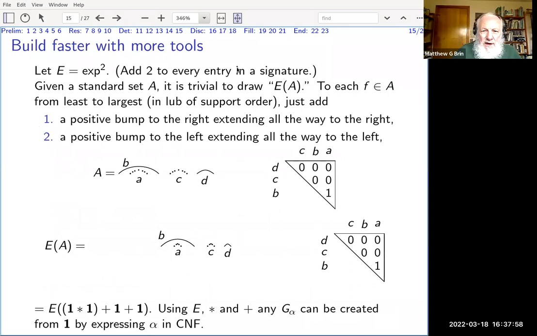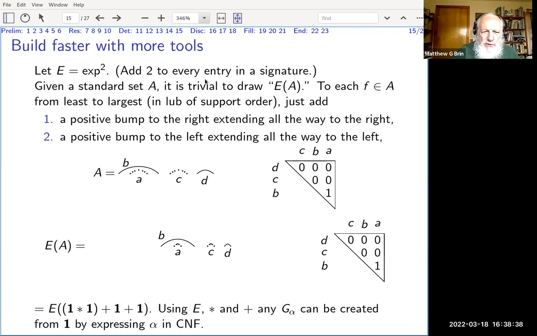To do it twice, you add 2 to every single entry in the signature, which is all very well and good. But as far as pictures go, there's a very easy way to do this. You look at all of your generators in order, where the order is determined by the sups of their supports. So here A is the least element, B is the next, C is the next, and D is the largest element. This particular collection has an oscillation matrix that looks like this. D and C have no oscillation with respect to the others. A and B together have oscillation number 1.